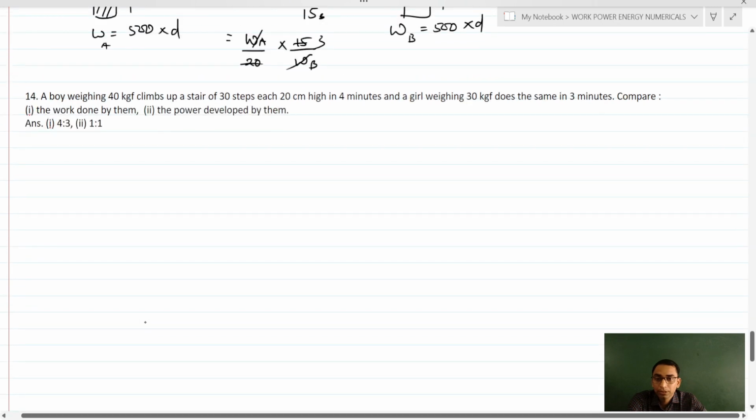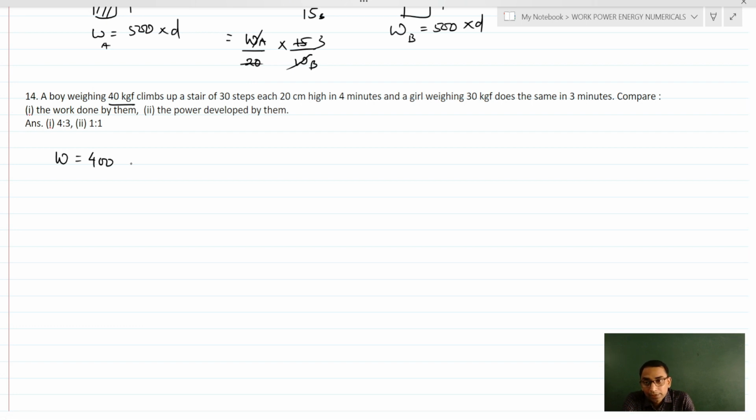Now the 14th question says that a boy of weight, please understand the weight is 400 Newton of the boy, climbs up 30 steps 20 centimeters each. So the work done by the boy is equal to force times displacement. He is climbing up, so the displacement as well as the force or the weight are in the same direction. I mean the force which he is applying against the weight in order to lift his own weight.